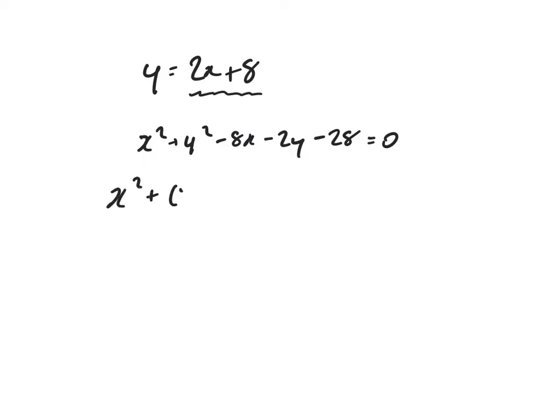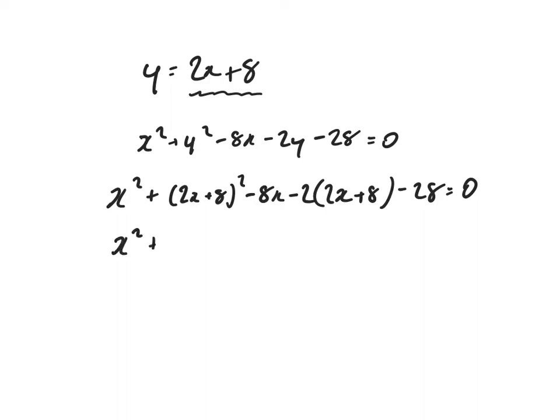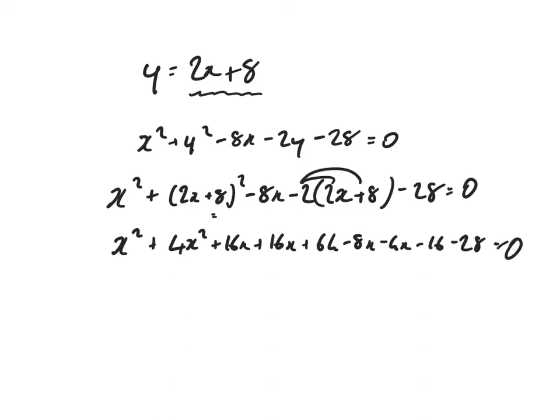So x squared plus (2x plus 8) all squared minus 8x minus 2 lots of (2x plus 8) minus 28 is equal to 0. And I'll just change these to pluses, which is what they are. x squared plus 4x squared plus 16x plus 16x plus 64 minus 8x minus 4x minus 16 minus 28 is equal to 0.